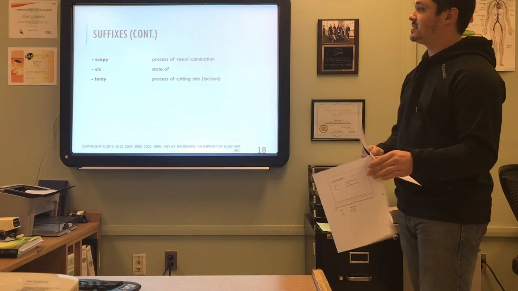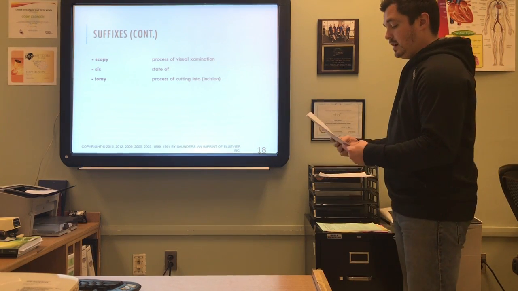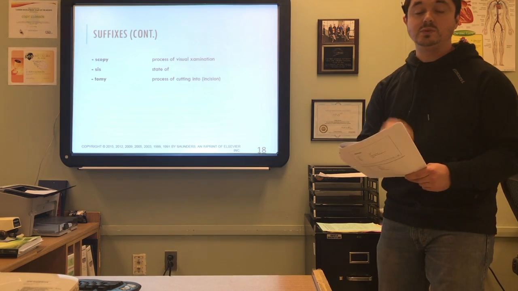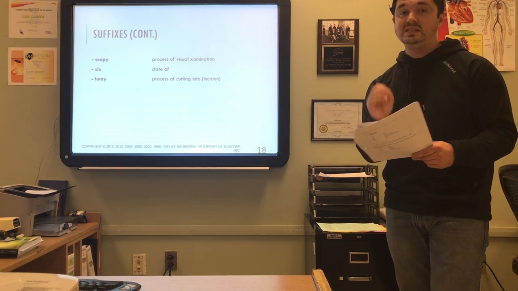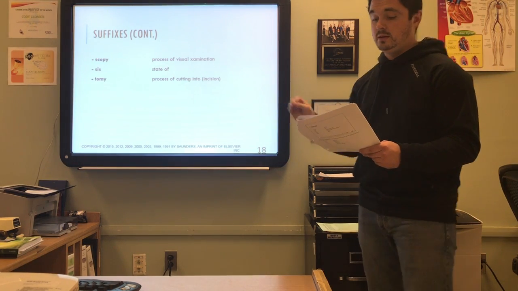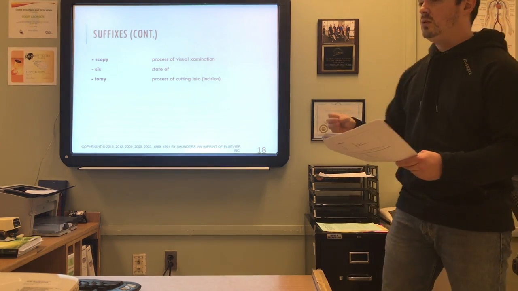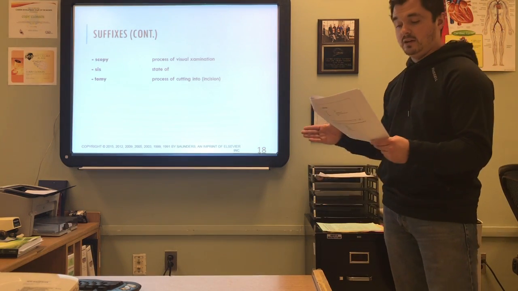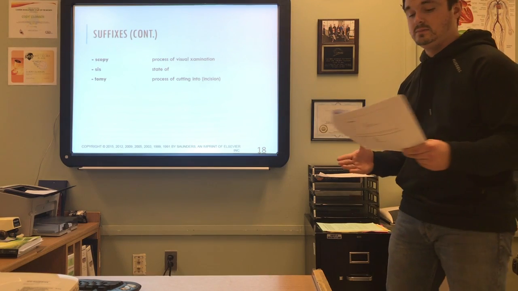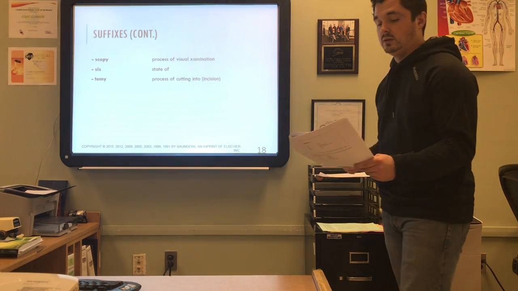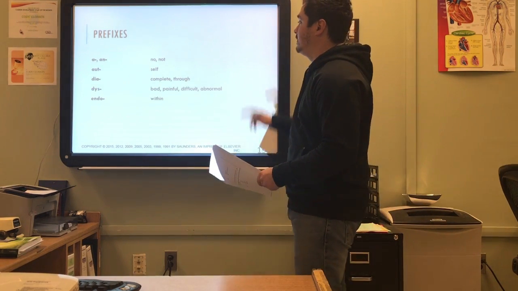Some more suffixes. We got scopy. Now scopy is a process of visual examination. Don't get that confused with scope. Okay, scope is the instrument used. Scopy is the process of actually looking. Okay, so laparoscopy would be looking inside the abdomen. Cis means state of, so like prognosis. Tomy is cutting into or an incision into, so like a neurotomy would be cutting into a nerve.